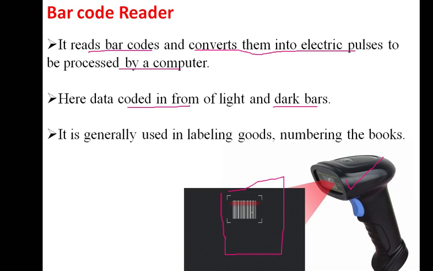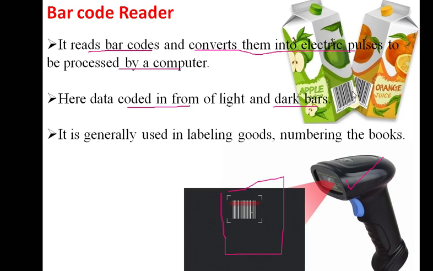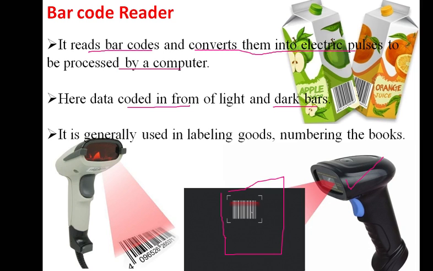You are aware of goods and numbering of books. See here, in this kind of goods you will get the barcode. If you want to read this barcode, you can use this device to collect this kind of information, goods, quantity and price. Okay, so this is the barcode reader.